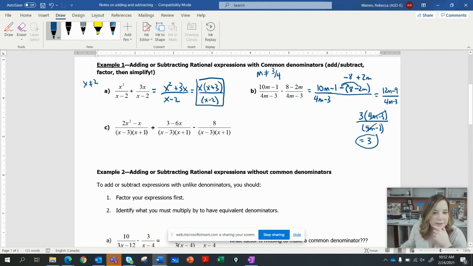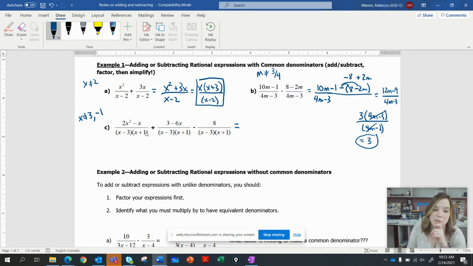So this example here, they already all have common denominators. So when I go to rewrite this, actually I think I'll state my non-permissible values first. So it already has all the same common denominator, so it means x can't equal 3 and x can't equal negative 1.